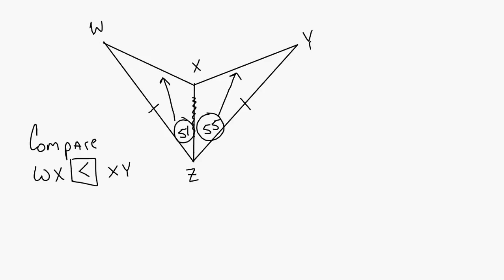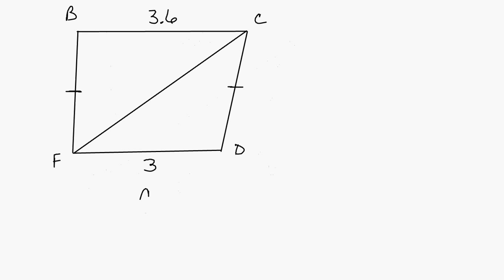Look at the diagram next to it. That's BCDF. B to F is congruent to C to D. Side BC is 3.6 and side FD is 3. And they're asking you to compare some angles now. Compare angle FCD, and you're going to compare it to BFC.